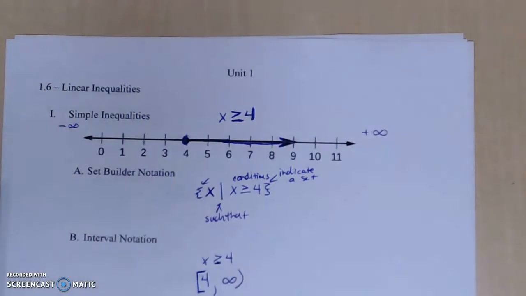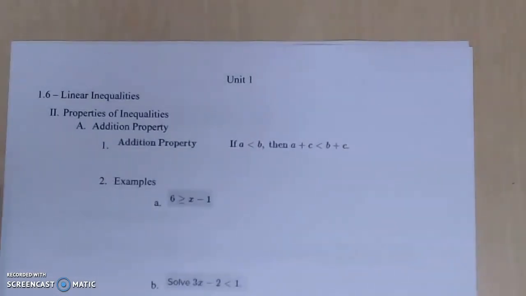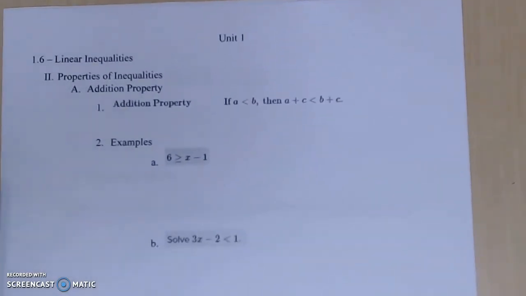So now that we have an idea of notation, we've got interval notation, set builder notation, or just our inequalities and number lines. Let's look at what kind of properties we have with these. So part 2, properties of inequalities.